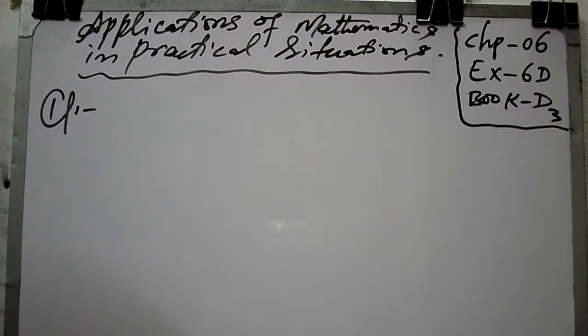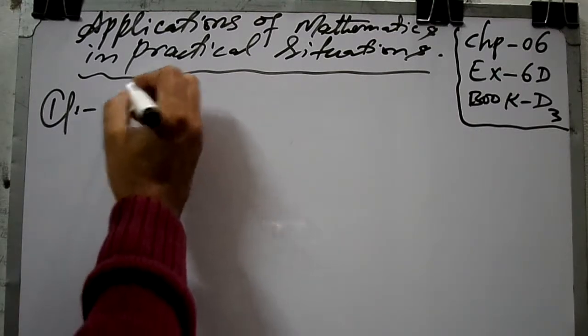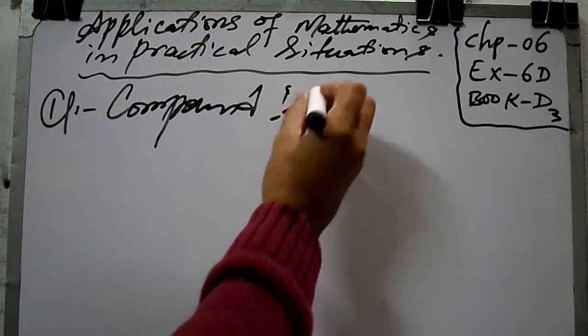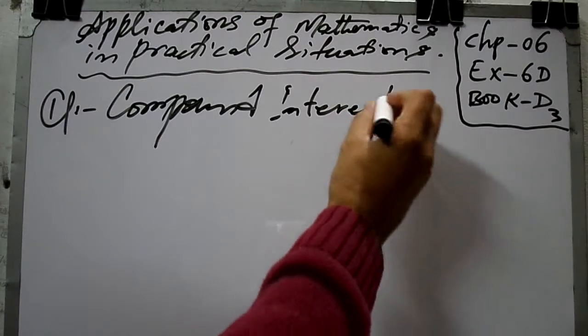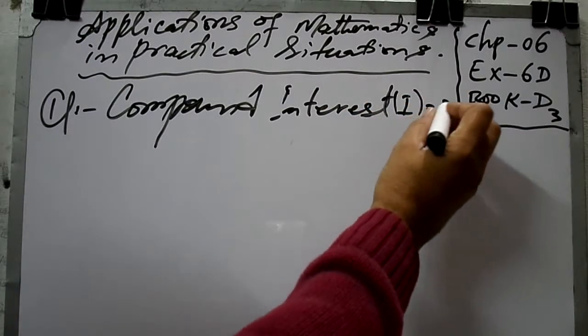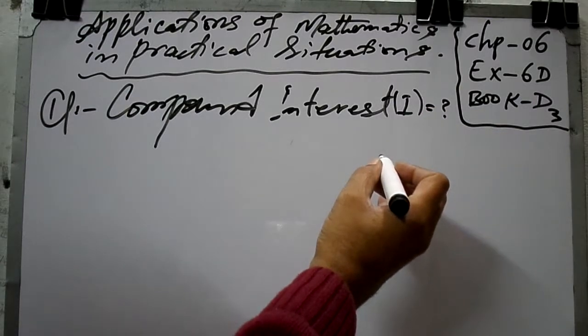Compounded yearly. First of all, we have to write what we have to determine in this question. That is, we need compound interest. Write down here compound interest. We have to find this. It is represented by I and a question mark. It means we have to calculate this.